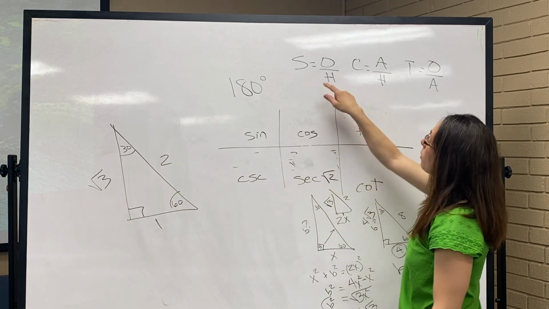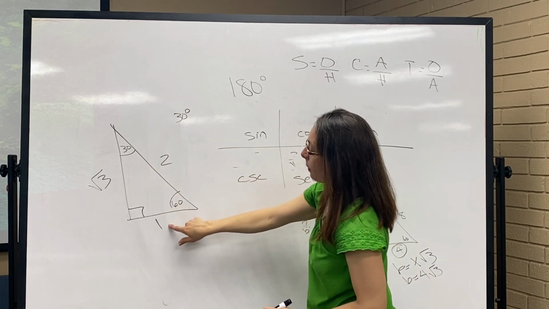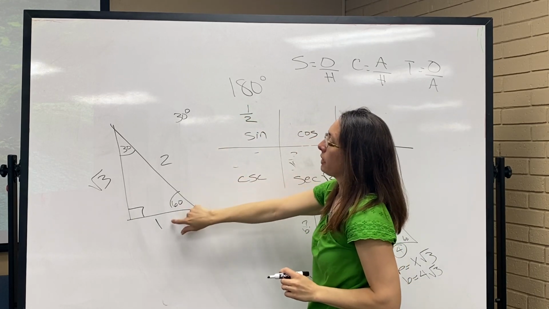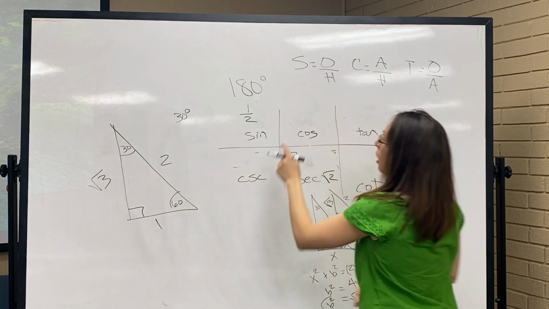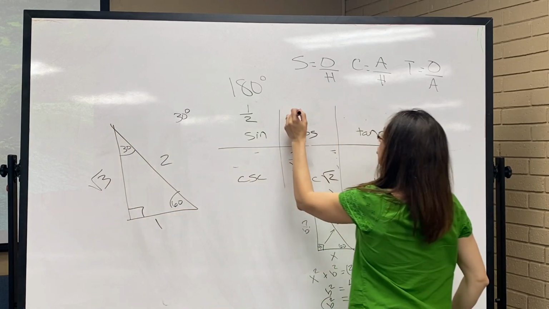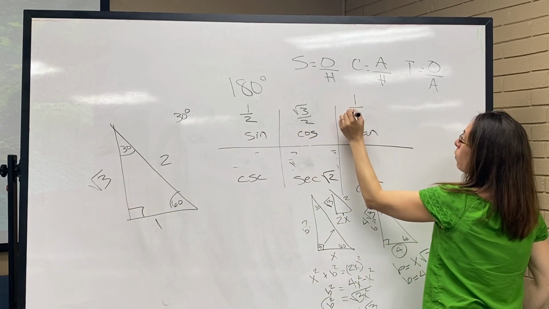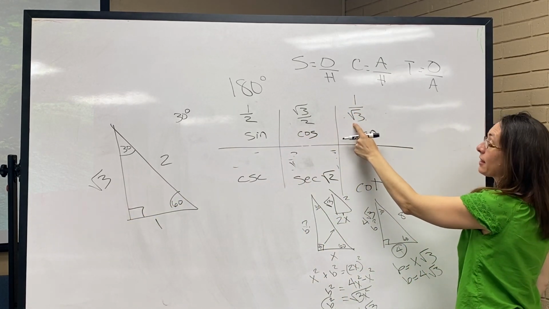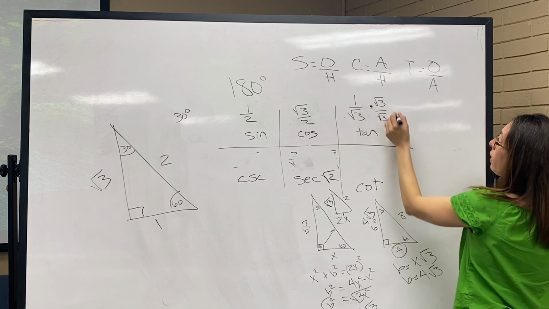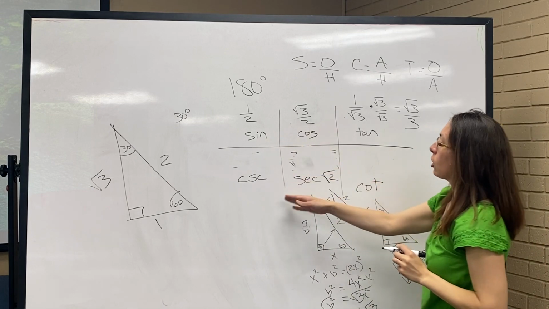So according to our SOHCAHTOA, our sine for 30 is going to be our opposite over our hypotenuse. So sine for 30 will always be 1/2 because we are addressing that ratio. Our cosine for 30 is going to be our adjacent side, so the side that's touching it, square root of 3 over 2. And our tangent is going to be our opposite over adjacent. So we're looking at 1 over the square root of 3. We cannot leave it like this. We're going to rationalize by multiplying by the number 1, and we end up with the square root of 3 over 3.